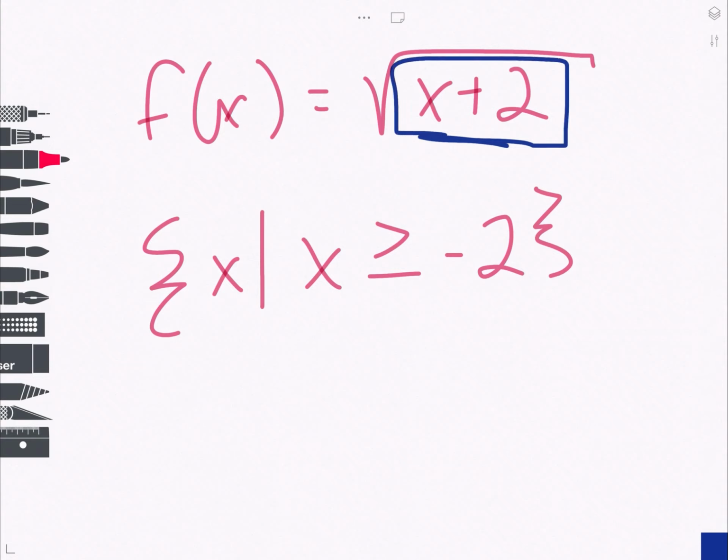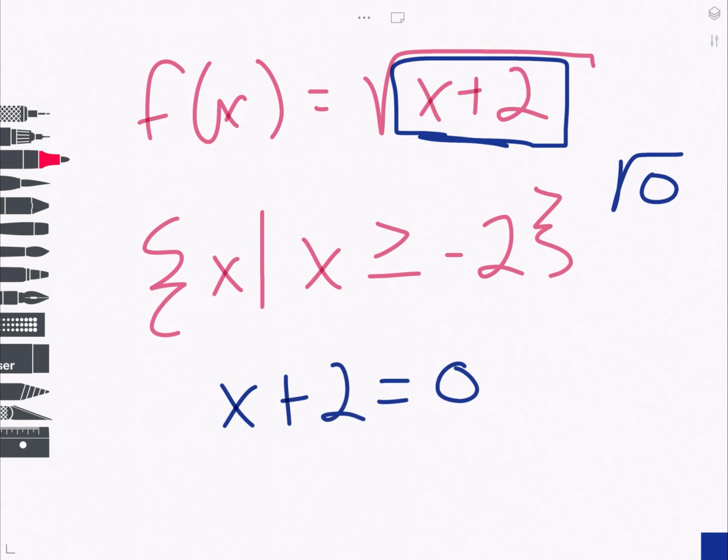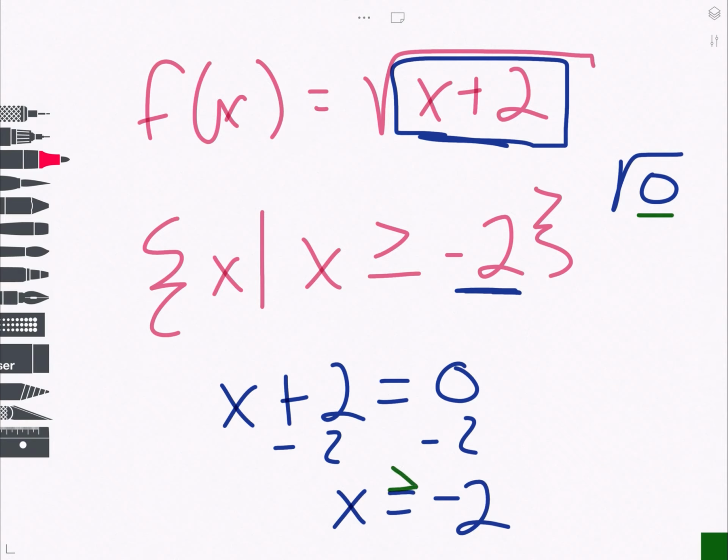So let's look at how you can figure that out algebraically. You ask yourself, what's the smallest thing you can take the square root of, which is the square root of 0? So that says we want that inside part to be equal to 0. And then you solve that, and you get negative 2. But then we said more than 0 would give us a square root that works. So we need to change that to more than negative 2 in our solution there.